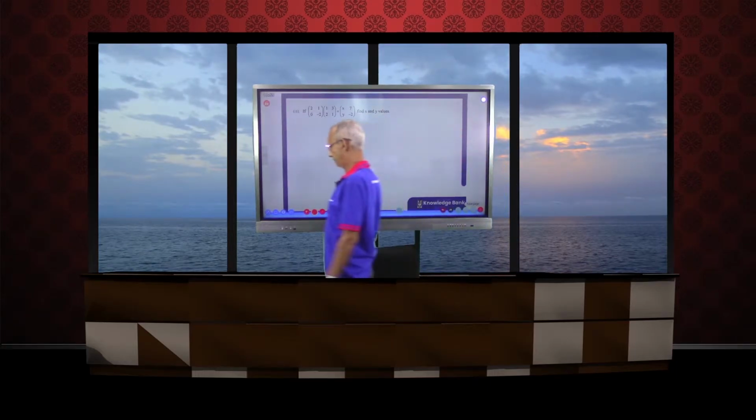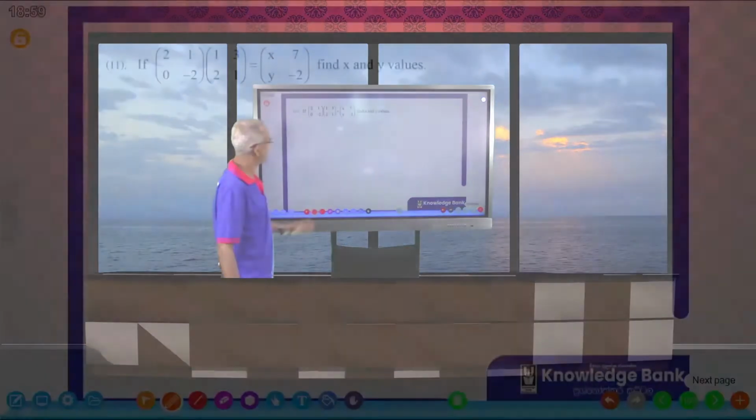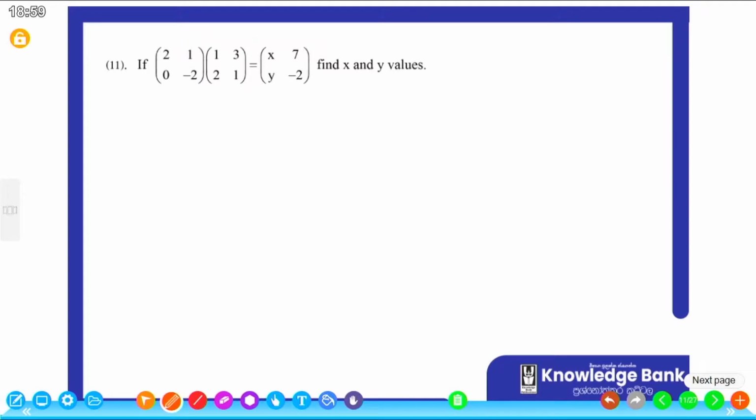Matrices. There are two matrices. You have to multiply these two. Then you have to find x and y.